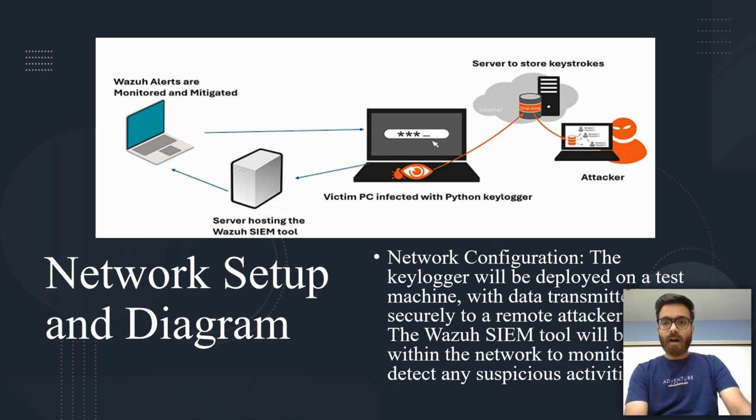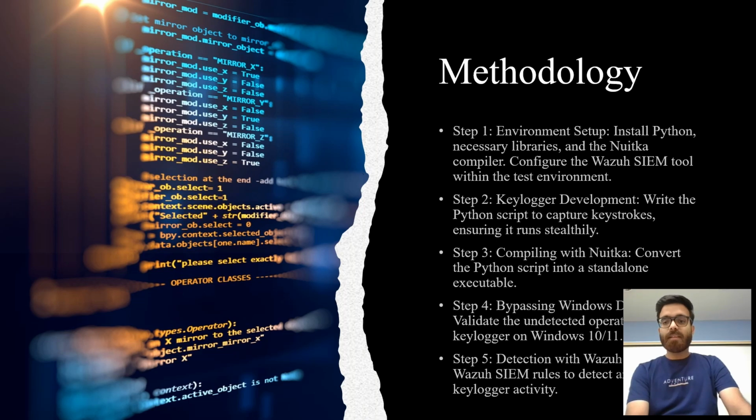This diagram shows how the keylogger operates within the network. The keylogger on the victim's PC sends captured keystrokes to a remote server controlled by the attacker. Meanwhile, the Wazuh SIEM tool hosted on another server monitors for suspicious activities. If Wazuh detects the keylogger activity, it triggers an alert, allowing us to quickly address the threat. This highlights how the network flows from infection to detection, emphasizing the importance of active monitoring. So moving on to another slide, that is methodology.